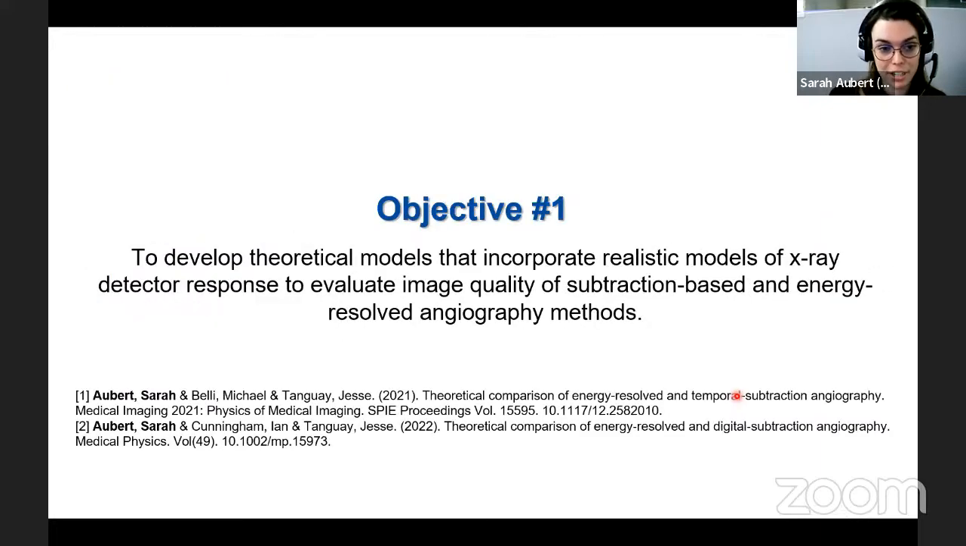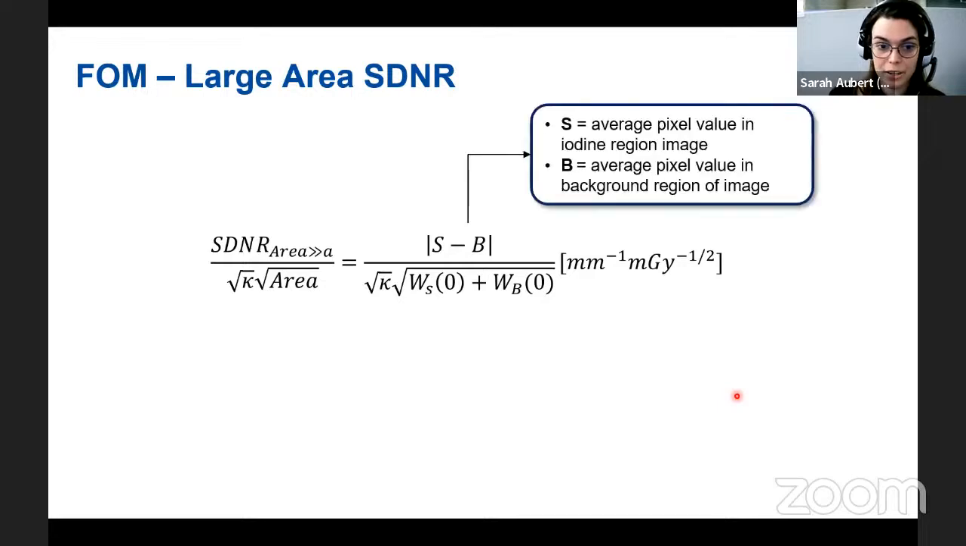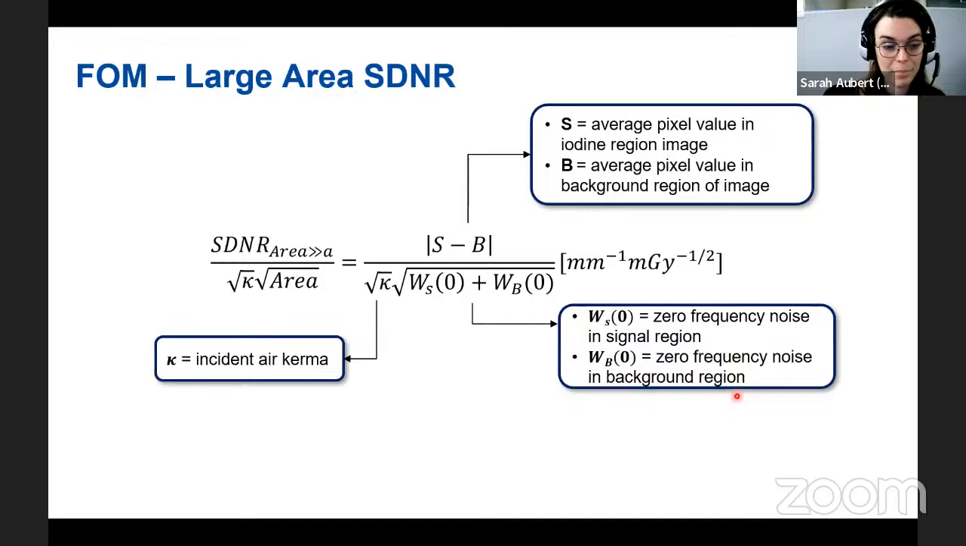In our first objective, we were looking at developing theoretical models to look at the realistic response of our photon counting X-ray detectors. For the study, we used the zero frequency signal difference to noise ratio per root entrance air kerma as our figure of merit, where S and B represent the average pixel values in the signal and background region of our images, WS and WB represent the zero frequency noise in the signal and background regions, and kappa represents the incident air kerma.